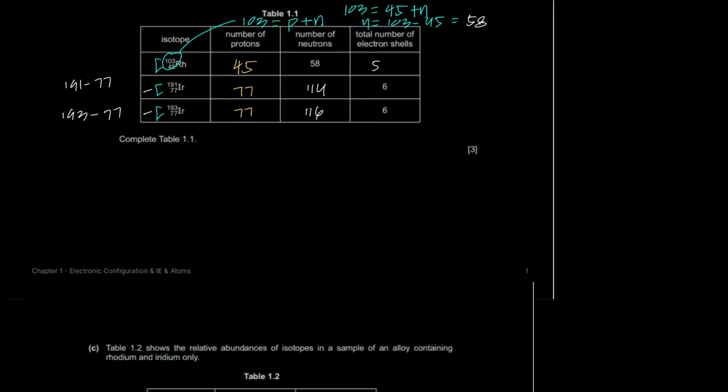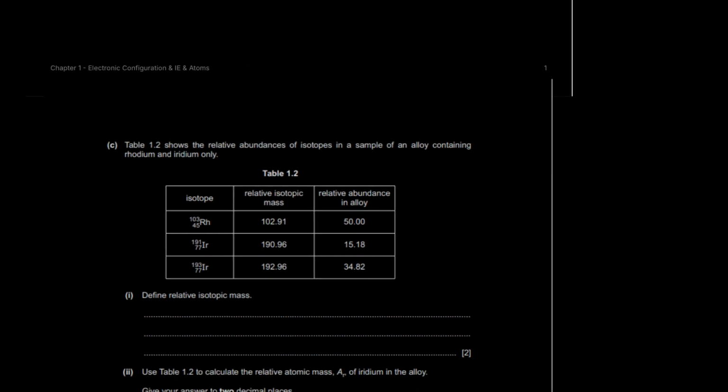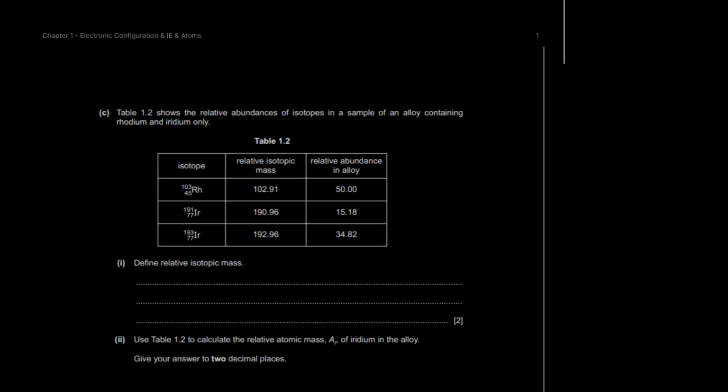Done? Moving on. Part C says table 1.2 shows the relative abundances of isotopes in a sample of an alloy containing rhodium and iridium only. Yeah, we know an alloy is a mixture of metal with other elements. Now it says define relative isotopic mass.